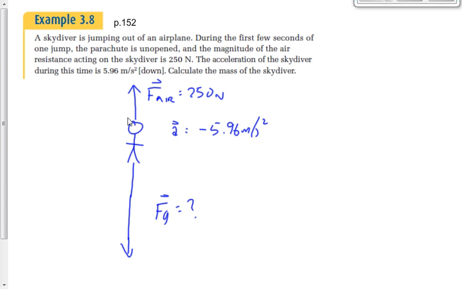All right, so what do we want to find here? We want to find the mass, right? So let's say the net force is equal to F air plus Fg.